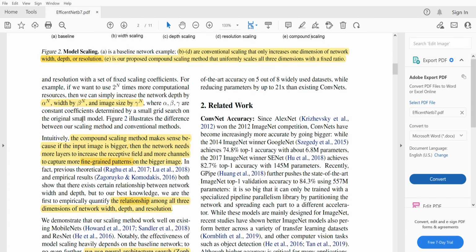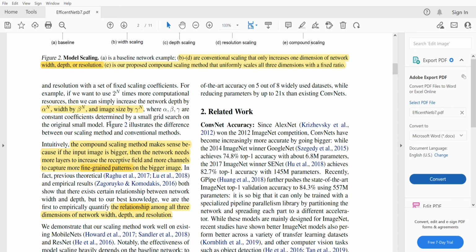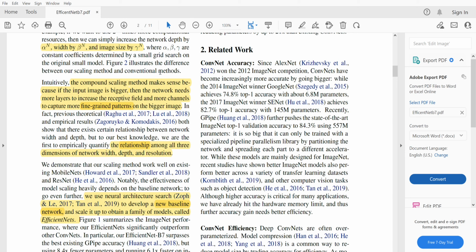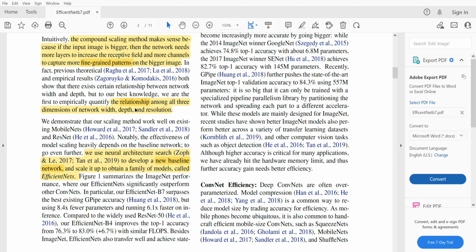Now they say that, for example, depth is alpha to the power phi, width is beta to the power phi, and image size is gamma to the power phi, where alpha, beta, and gamma are constant coefficients determined by a small grid search on the model. Basically, alpha is depth, beta is width, and gamma is resolution. In the compound scaling method, if they use a bigger image, then obviously the accuracy would increase.